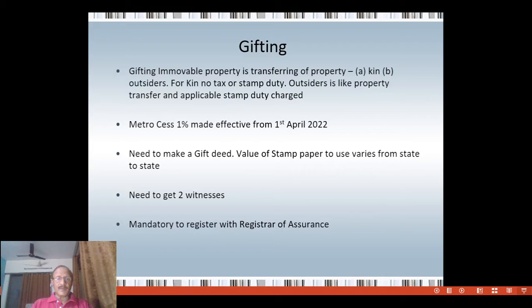One must remember that the donee has to add the value of the asset received, whether it is property or anything else, to his annual income and show it. But that is not applicable if it is a transfer from kin. Clear? So normally, generally up to 50,000 you can gift. Anything beyond this is taxable in the hands of the donee.